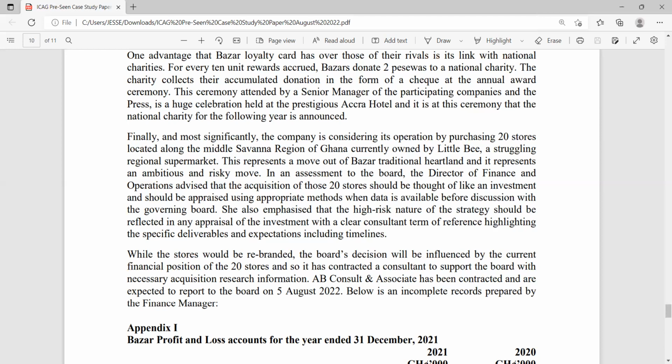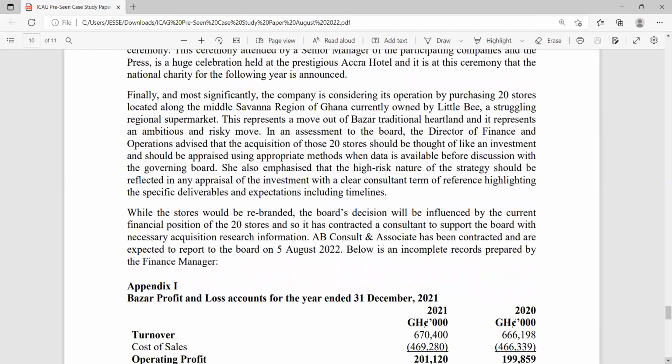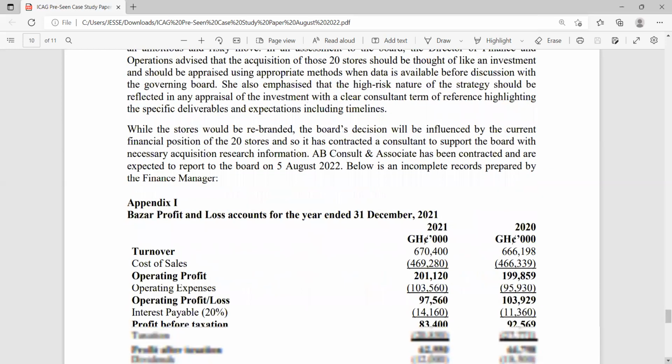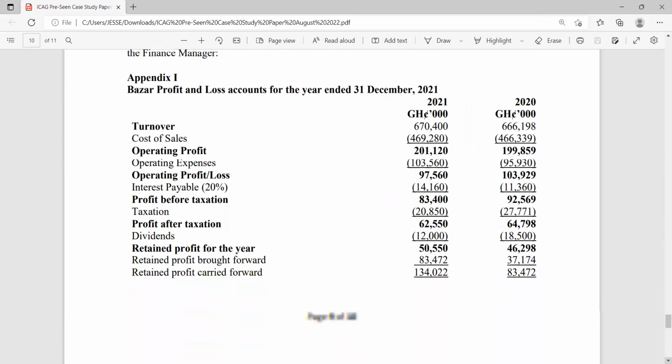She also emphasized that the high-risk nature of the strategy should be reflected in any appraisal of the investment, with a clear consultant terms of reference highlighting the specific deliverables and expectations. While the stores would be rebranded, the board's decision will be influenced by the financial position of the stores, and so it has contracted a consultant to support the board with the necessary acquisition of information. So before making this investment, the investment has to be appraised. It has to have financials to show how much it's going to cost, the impact on Bazar Company Limited, and whether it's even worth it for the company to pursue this ambition.